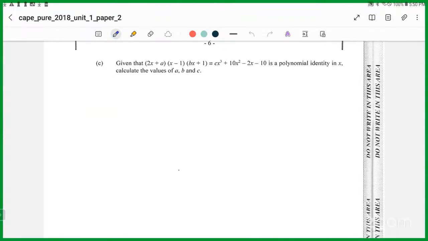It says given that this expression is equivalent to this expression, we are to calculate the value of A, B, and C. This can be done multiple ways, but what I would do is take this, expand it out, and then compare with the coefficients of this. Expand out this expression, and then I will compare that with this one. I think that's a good enough approach. That's not the only way, but we could approach it that way.